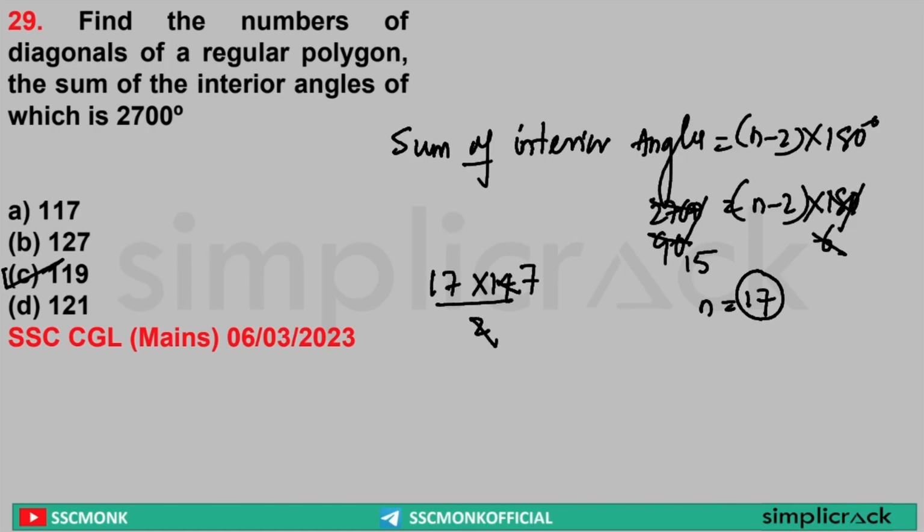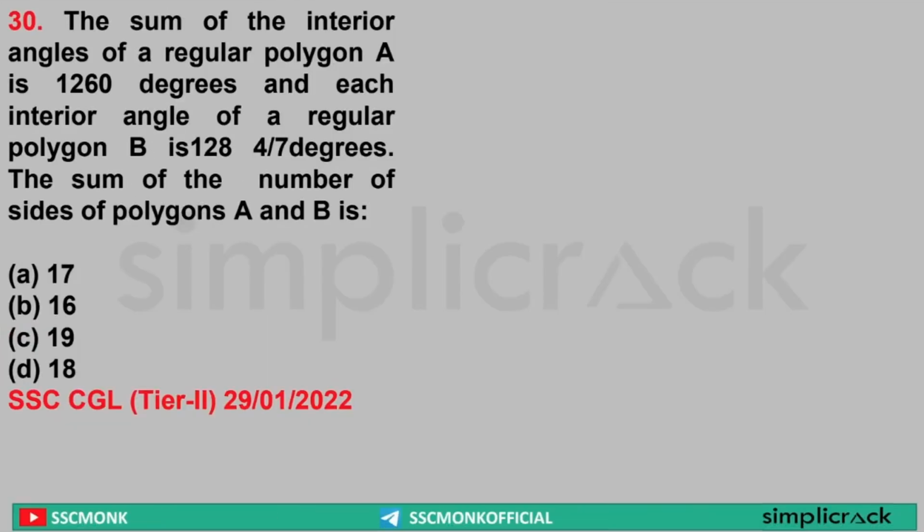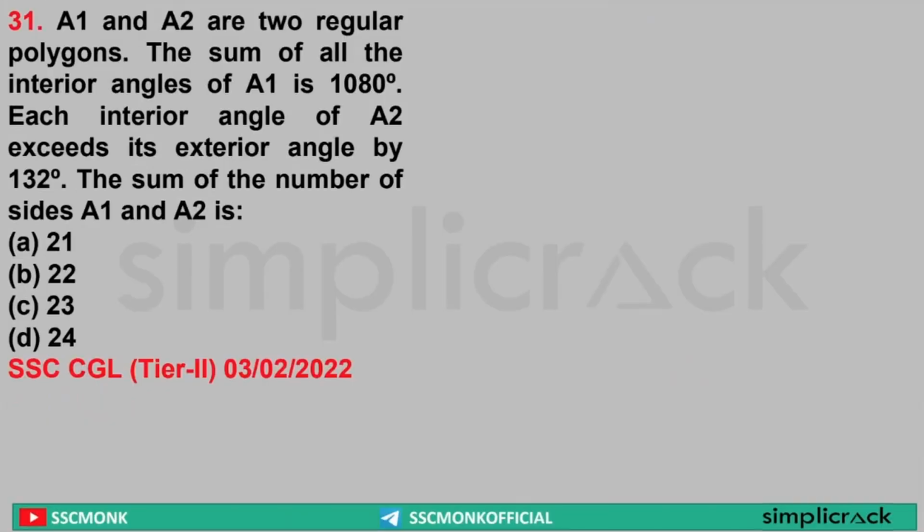So how many diagonals are there? 119 diagonals are there. Next, the sum of the interior angles of a regular polygon A is 1260 degree, and each interior angle of a regular polygon B is 124 by 7 degree. Sum of the number of sides of polygon A and B is what? This is homework, because I have solved both the things previously. See, this is an interesting question.